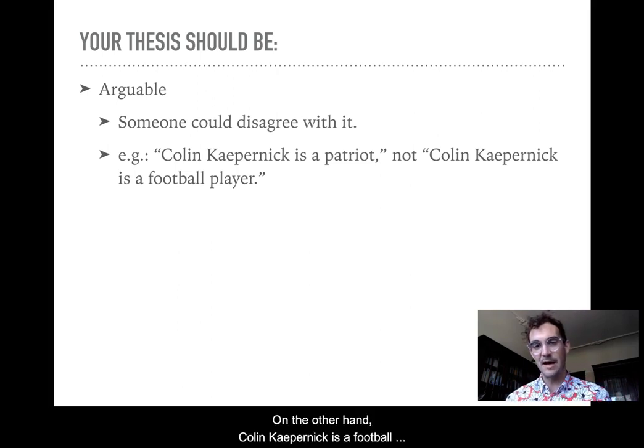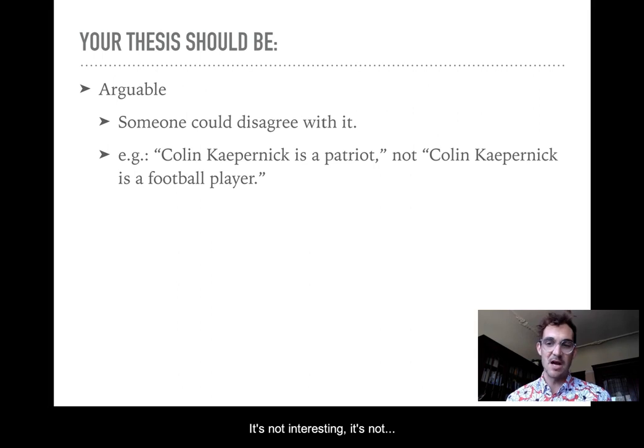On the other hand, Colin Kaepernick is a football player, or Colin Kaepernick was a football player, is a fact. It's not interesting. There's not a lot of dispute there. It doesn't make for a very exciting, arguable point to make. How could you write much about that? It would be very boring.